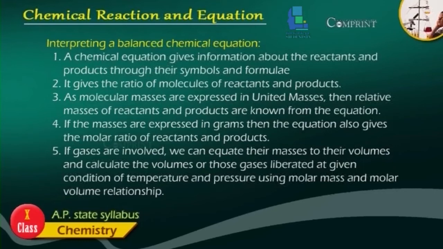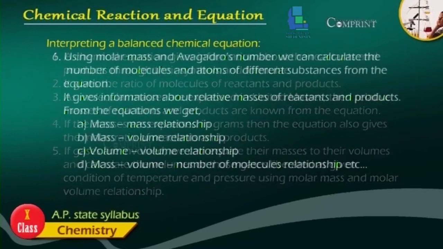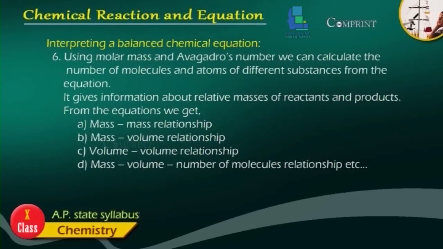Number 5. If gases are involved, we can equate their masses to their volumes and calculate the volumes of those gases liberated at a given condition of temperature and pressure using the molar mass and molar volume relationship. Number 6. Using molar mass and Avogadro's number, we can calculate the number of molecules and atoms of different substances from the equation. It gives information about relative masses of reactants and products.